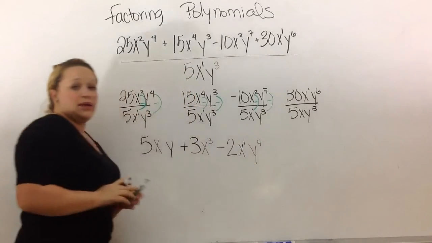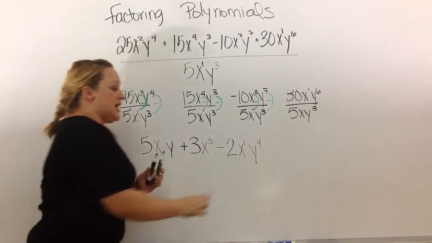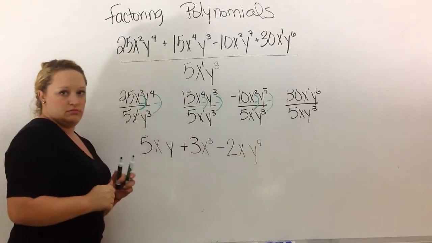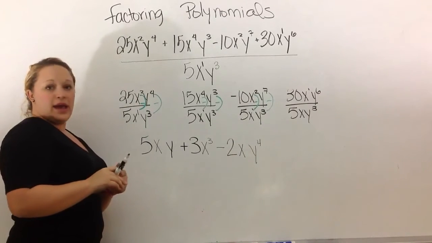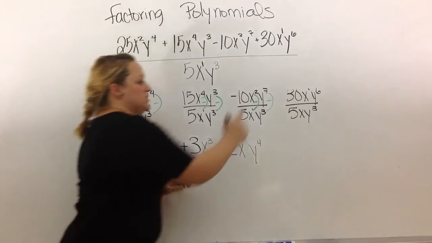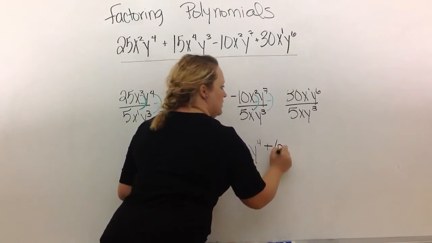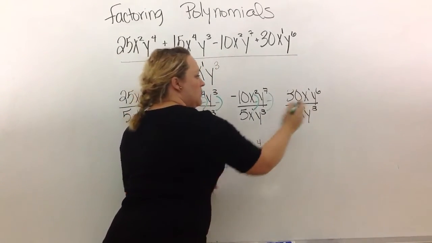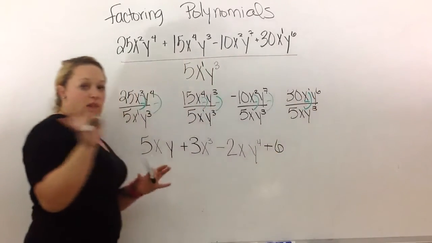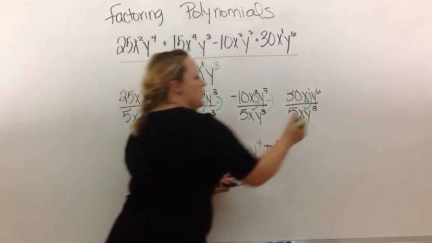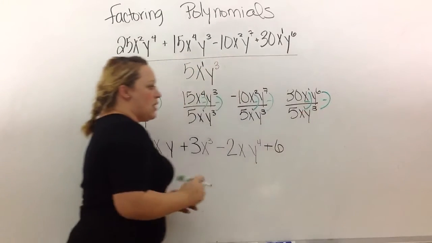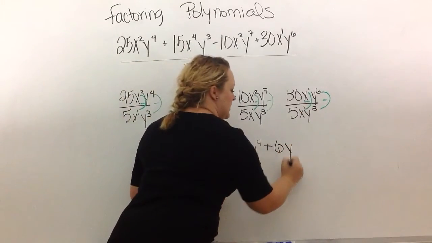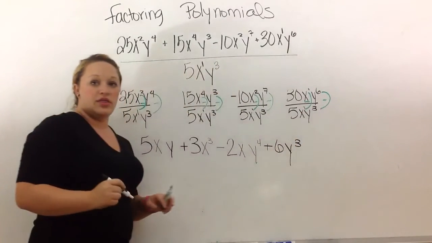And again, if you write the 1, it's fine. As long as you understand on a test, it won't be there. Okay? So now we have 30 divided by 5, which is a positive 6. x1 minus x1 means x to the 0 power, so we're not going to write anything. And then we have y6 minus y3, and that's going to give us y to the 3rd.